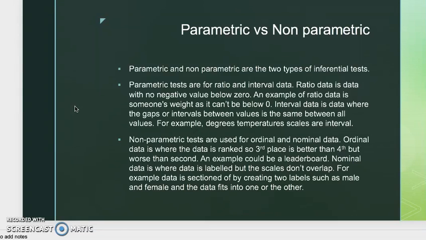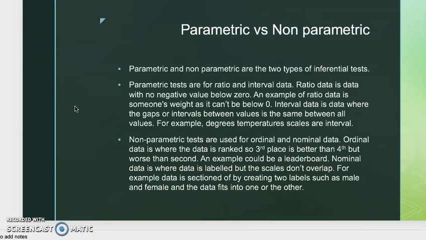Non-parametric tests are used for ordinal and nominal data. Ordinal data is where data is ranked, so third is better than fourth but worse than second. An example could be a leaderboard in sport. For example, in a golf competition, first place is better than second, second place is better than third, third is better than fourth, and so on.